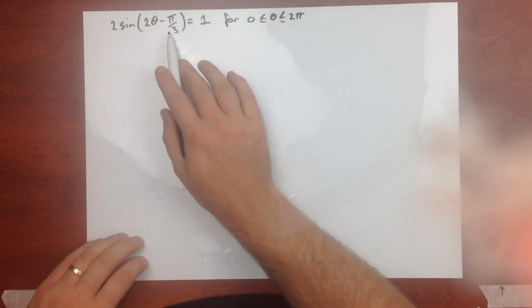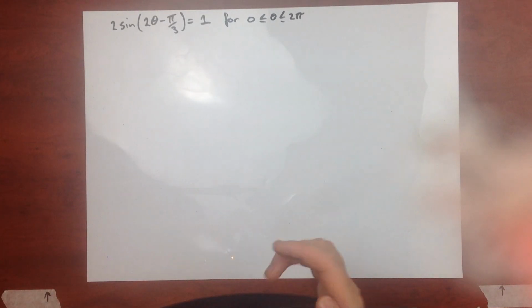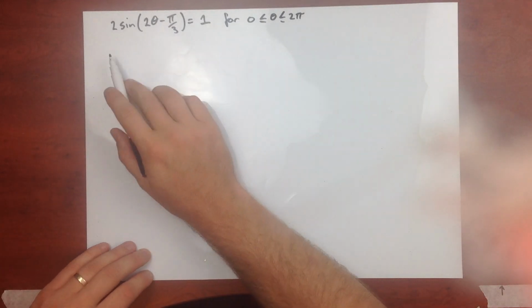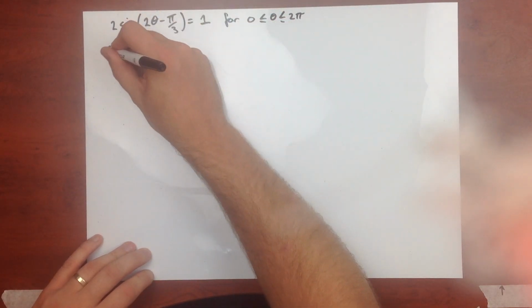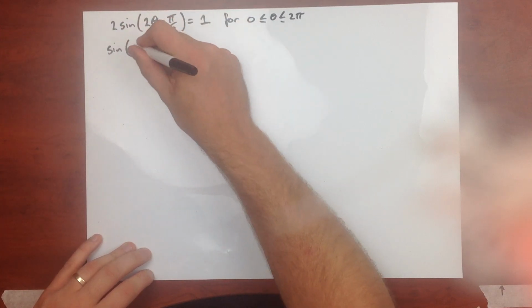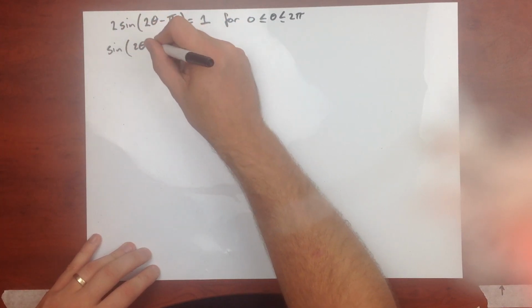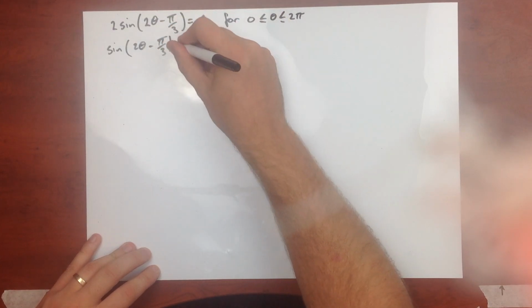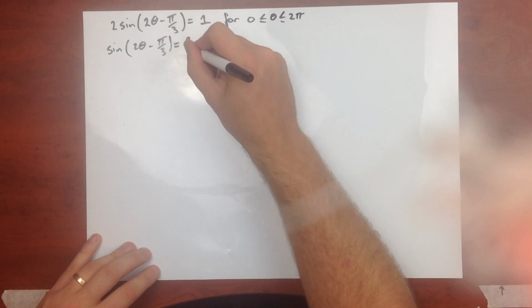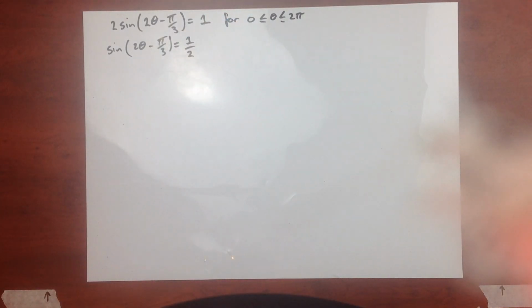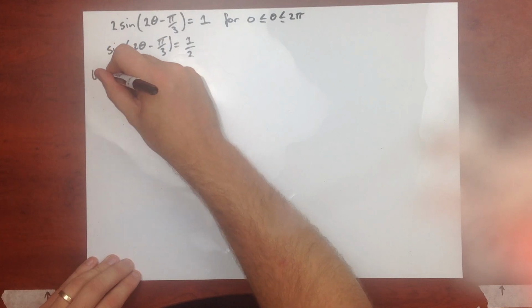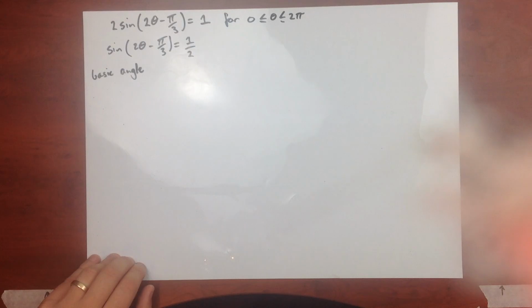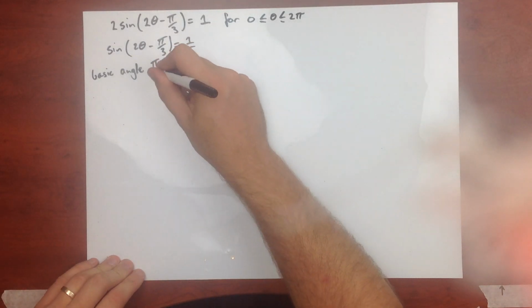With ones like this where we've got a translation, you don't necessarily have the same number of solutions as you normally would. So what we'll do is start off like normal, we'll just rearrange a little bit. So I end up with sine of (2 theta take pi on 3) equaling 1 on 2. So our basic angle, when sine is a half, is pi on 6.